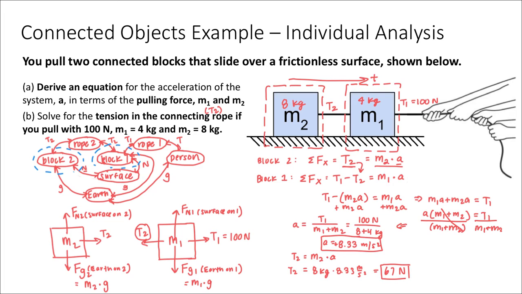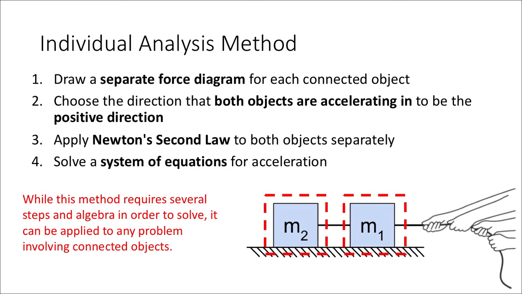All right, so there you have it. Now, this is actually just one way of approaching this kind of problem. Let me break down this approach on the next slide before I show you an alternate way of solving these problems. So the way I just solved that problem is what I would call the individual analysis method.